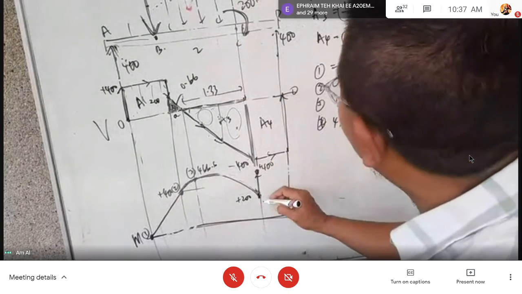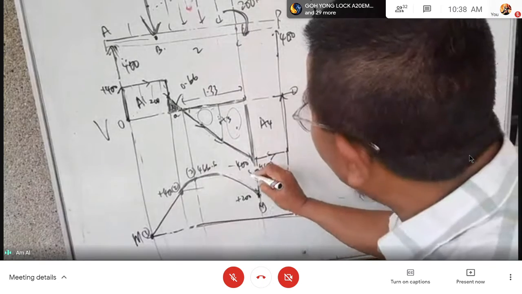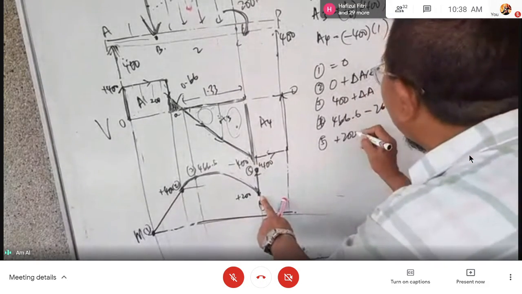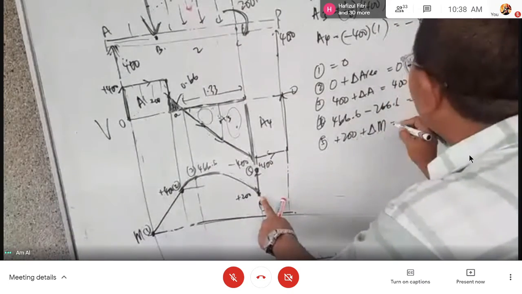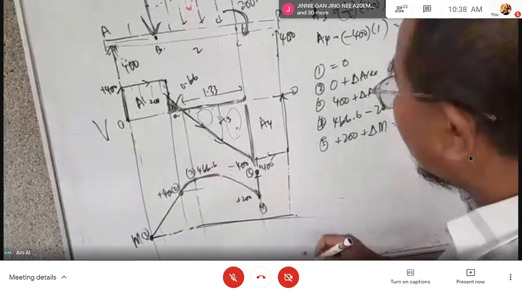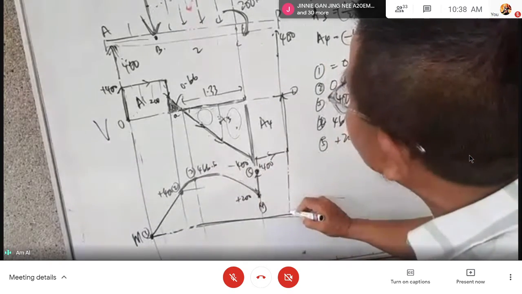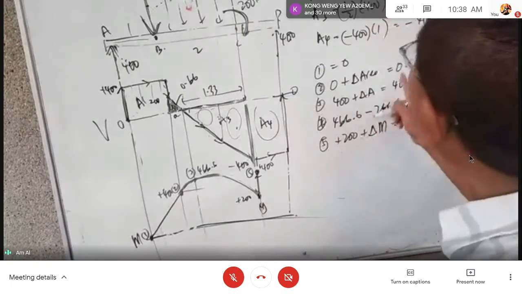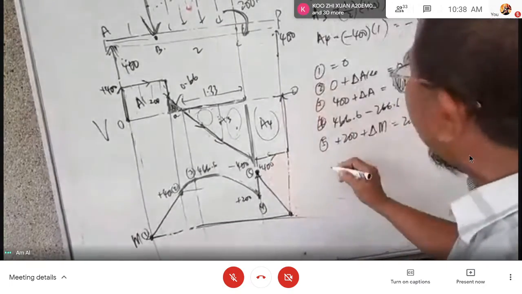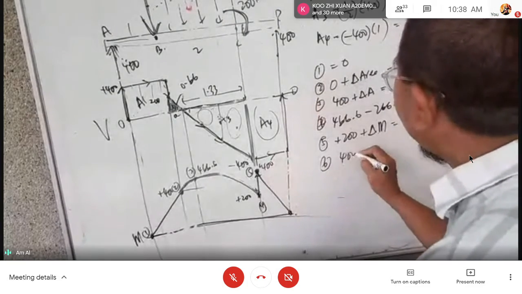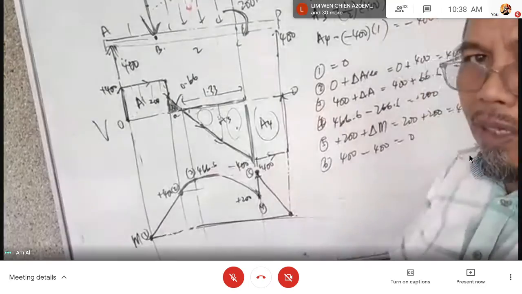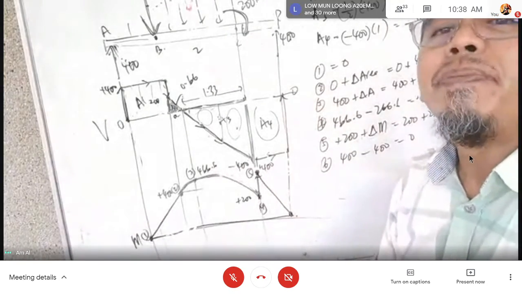So your point 4 is there, point 5 is there. How you get point 5? The current one is positive 200 plus change in moment. So you got 200 plus 200 is equal to 400 now. And then from 5 here, you want to go to point 6, the area is going down. How much going down? 400 going down. 400 going down to 400, you got zero there. So point 6 is 400 minus 400 is equal to 0. Are you with me, guys?